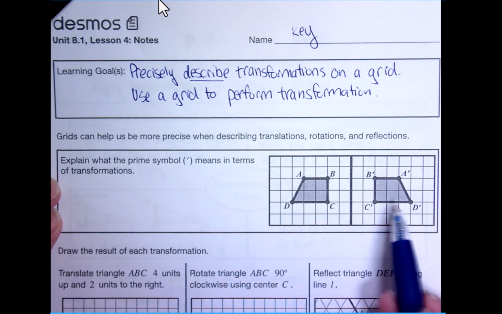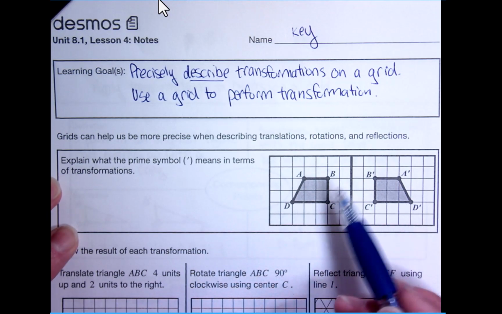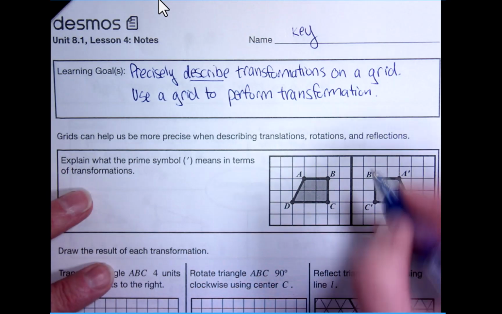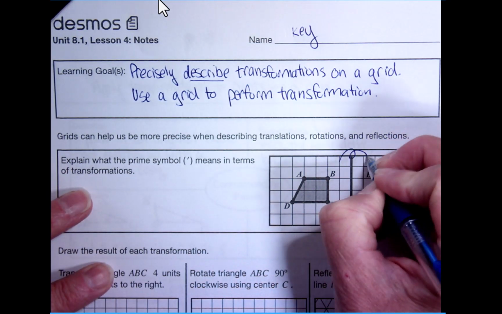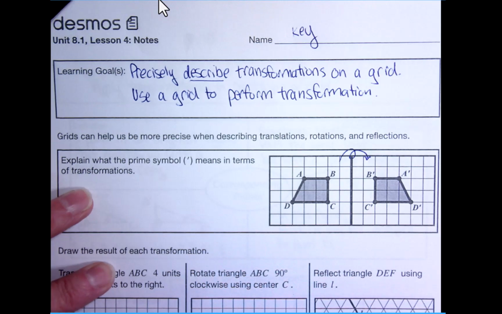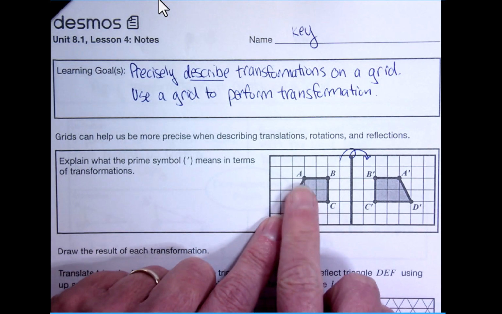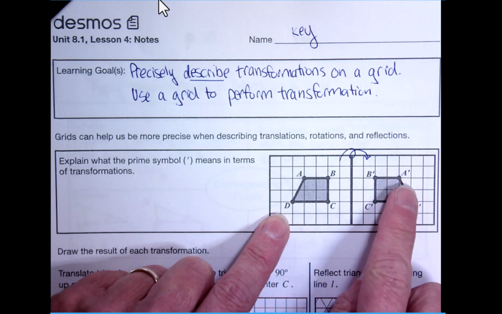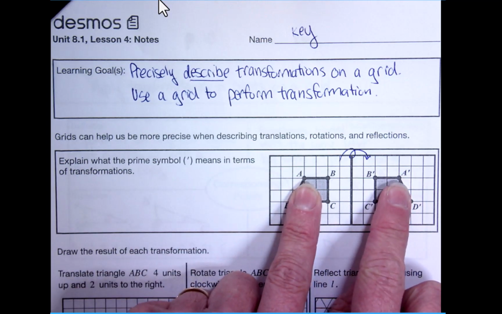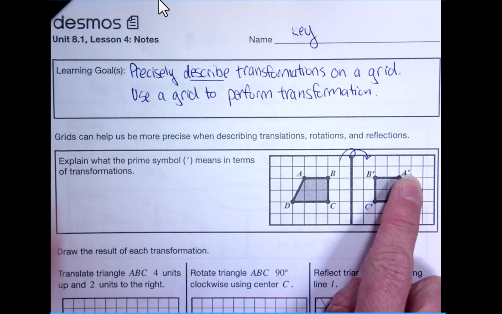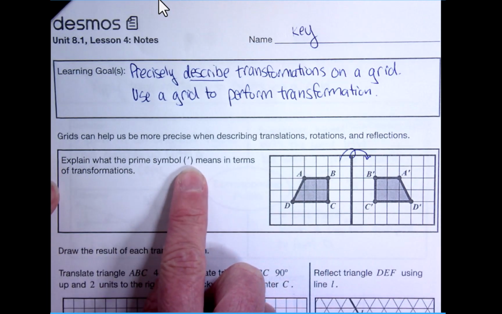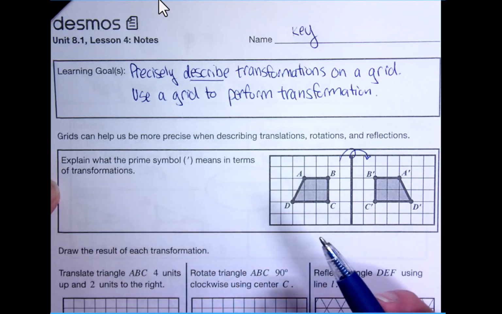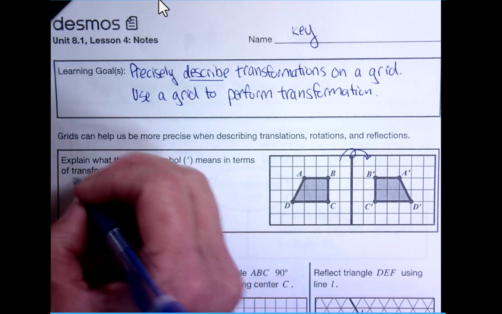So let's explain what the prime symbol means in terms of transformations. You see two figures here, and they're kind of the same size and shape. It's just that it looks like one is a reflection of another. Looks like we flipped it over. And we have one that's A, B, C, D, and then one that has the same letters with the corresponding vertices, but it has that little apostrophe looking thing. So the prime symbol indicates that the point was transformed. It indicates that that's the image.